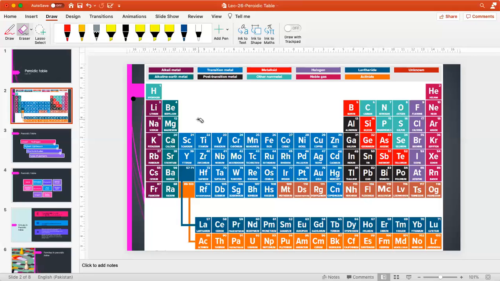For example, if I go to lithium, so lithium के outermost shell में कितने electrons हैं? 1. सोडियम के आउटर मोस्ट शेल में कितने इलेक्ट्रॉन्स हैं? 1. पोटेशियम के आउटर मोस्ट ऑर्बिटल में कितने इलेक्ट्रॉन्स हैं? 1. बेरिलियम आउटर मोस्ट ऑर्बिटल्स में हाउ मेनी इलेक्ट्रॉन्स आर देयर? 2. 2 for magnesium, 2 for calcium, 2 for strontium, 2 for barium and 2 for radium.